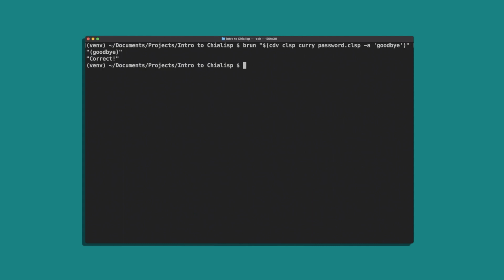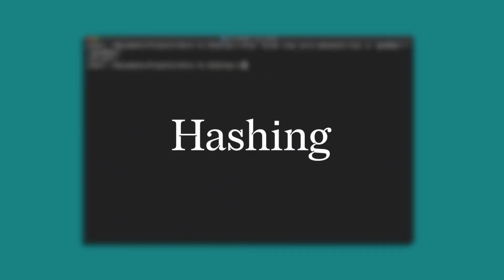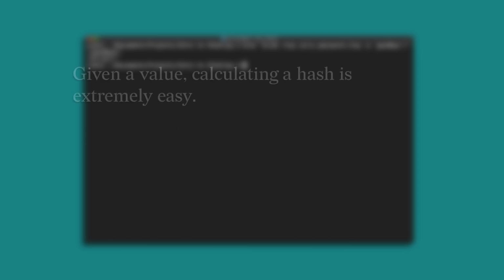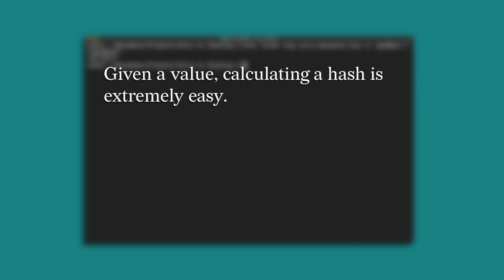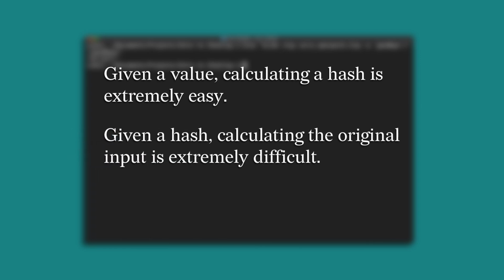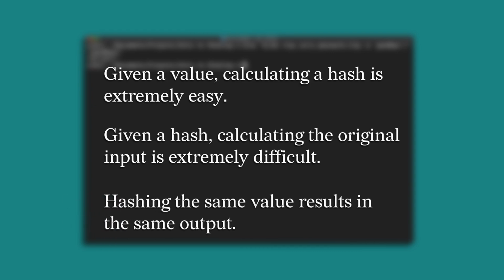The first step to making our puzzle more secure is to use hashing. A hash function will take an input and return a hash value. One of the most popular hashing algorithms is SHA-256, which is directly supported within Chialisp. A few important notes about hash functions. Given a value, calculating the hash is extremely easy. Given a hash, calculating the original input is extremely difficult or impossible. And passing the same value through a hashing function multiple times will always result in the same output.